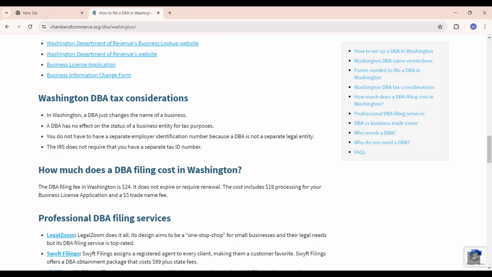What are the considerations for tax as regards your DBA? Now, in Washington, a DBA just changes the name of a business. All right, it doesn't do much more than that. A DBA has no effect on the status of a business entity for tax purposes. You do not have to have a separate employer identification number because a DBA is not a separate legal entity. Now, the IRS does not require that you have a separate tax number. So that's basically all you need to know as regards having your DBA in Washington State.